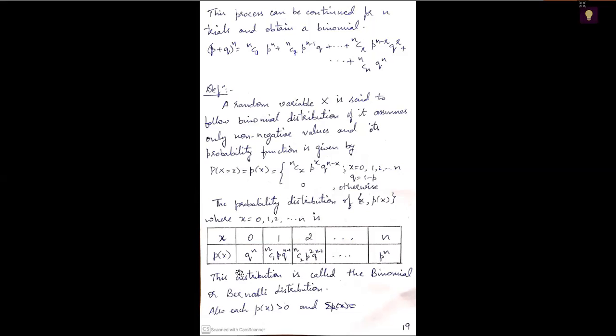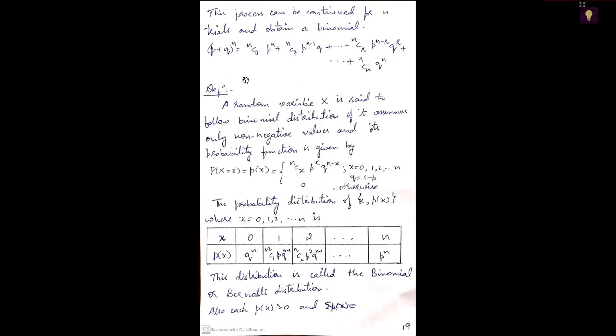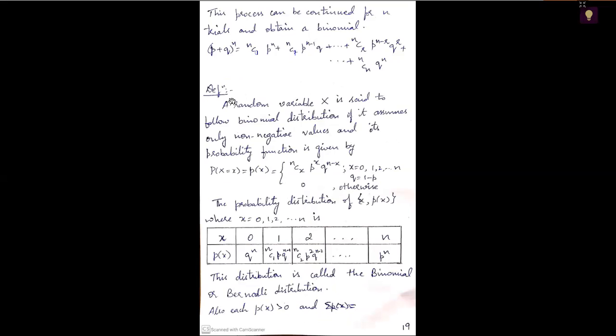We can also see that every P of x is greater than 0, and when you take the sum of all these Px, that is nothing but Q plus P whole to the power n, and Q plus P will always be equal to 1. Therefore, since these two conditions are satisfied, that is P of x is greater than 0 and summation P of x is equal to 1, this is a probability distribution function. That is the definition of a probability distribution function. So for any variable x to satisfy the binomial distribution, P of x has to take the values NCX P to the power x Q to the power n minus x, where P is the success and Q is the failure.